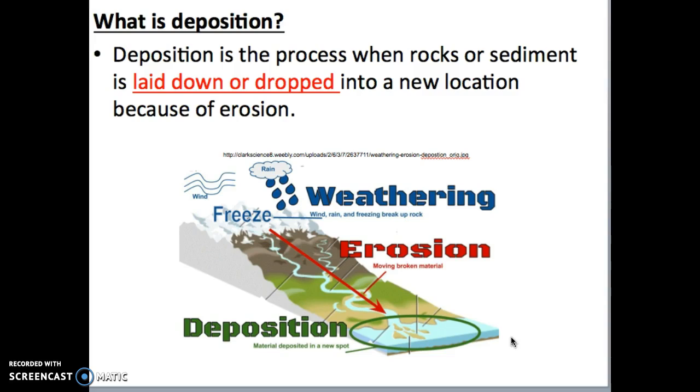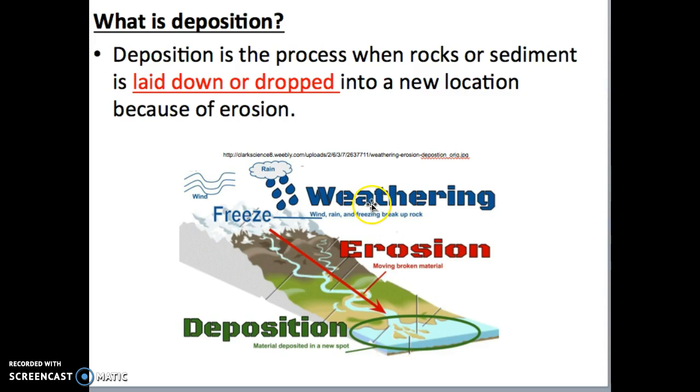Now, there's a word, deposition, that's very much related to the word erosion. So deposition is the process when rocks or sediment is laid down or dropped into a new location because of erosion. So erosion is when the rocks are moving. Deposition is when rocks are deposited or settled into a new spot.